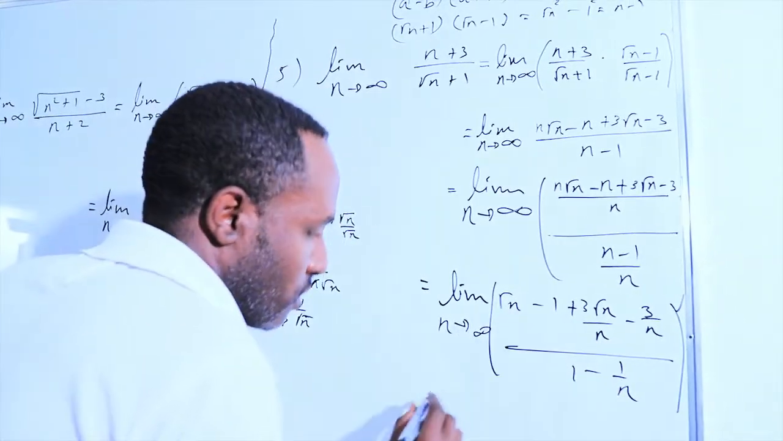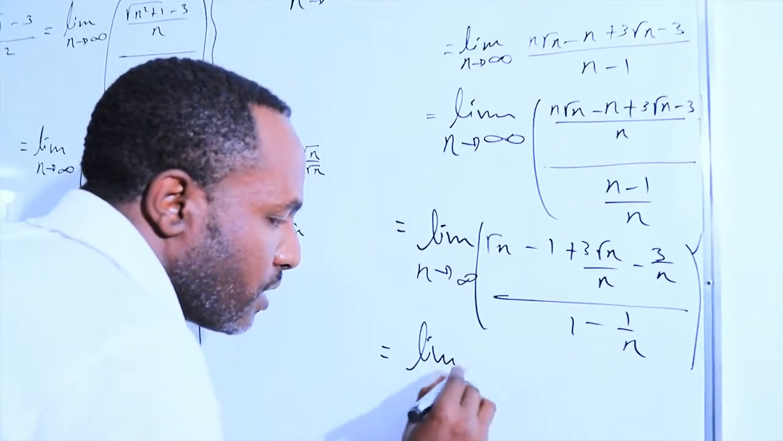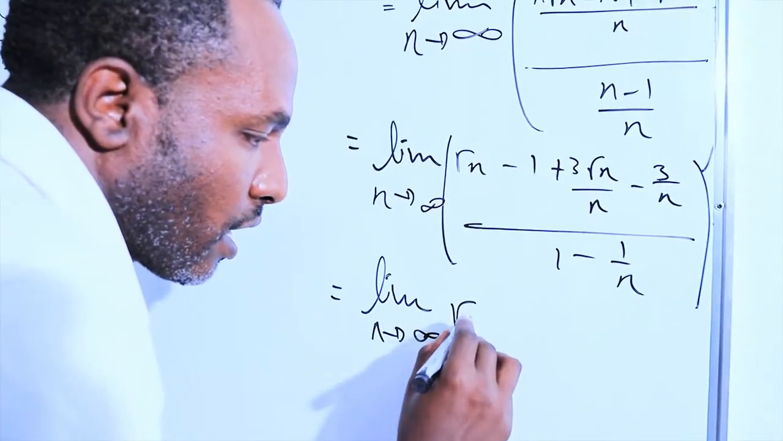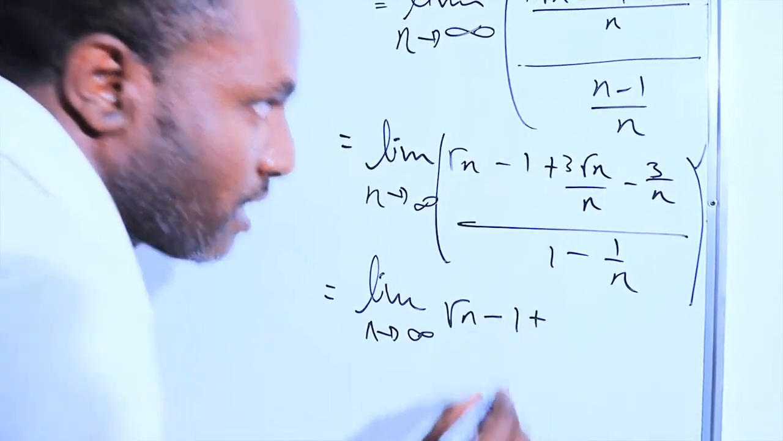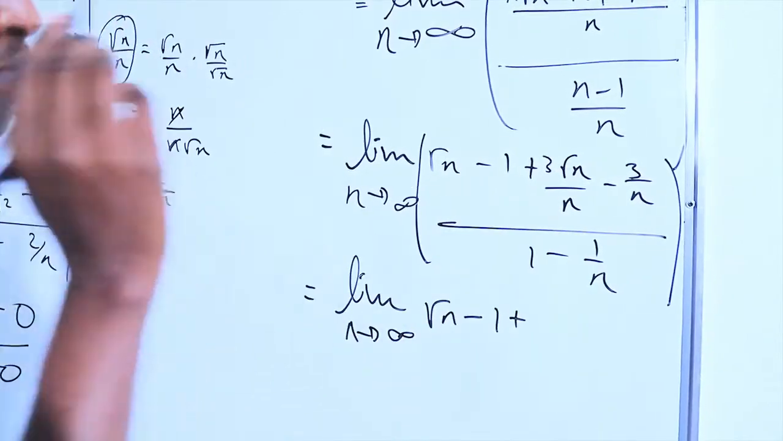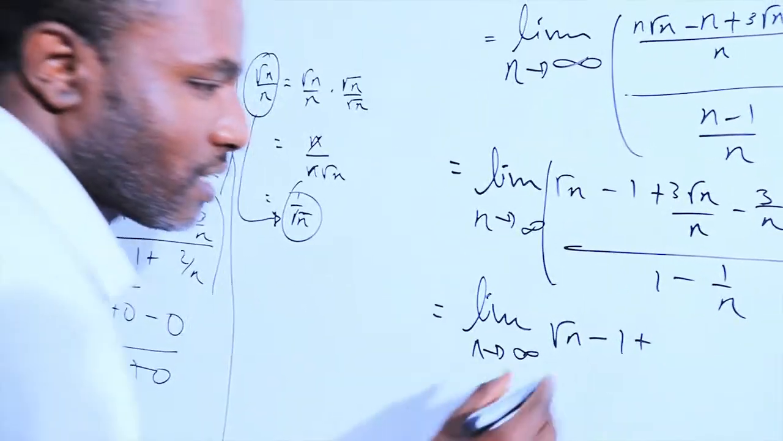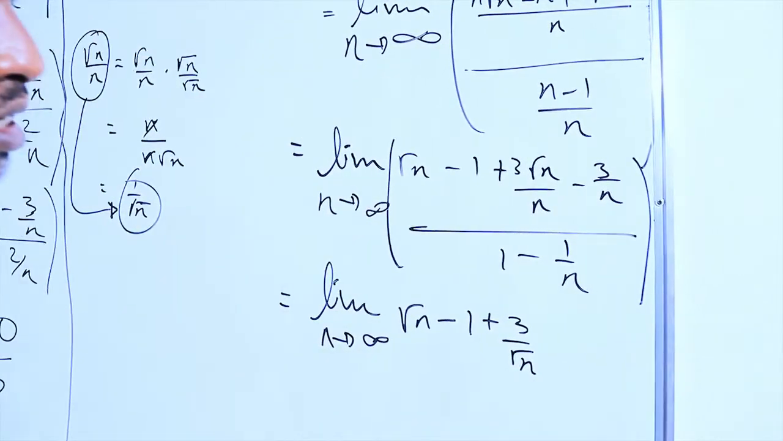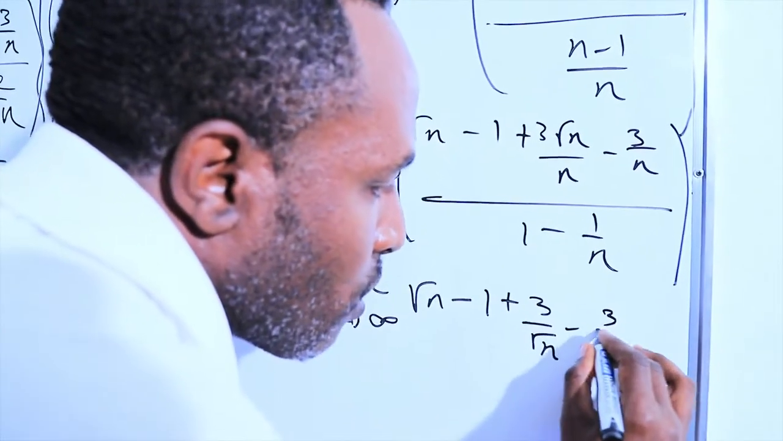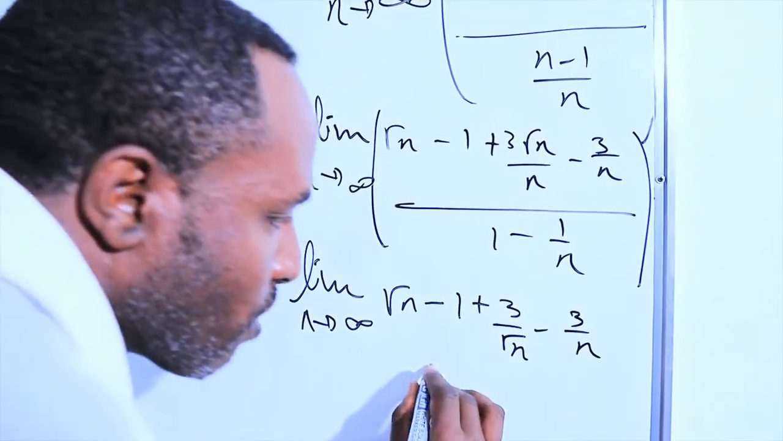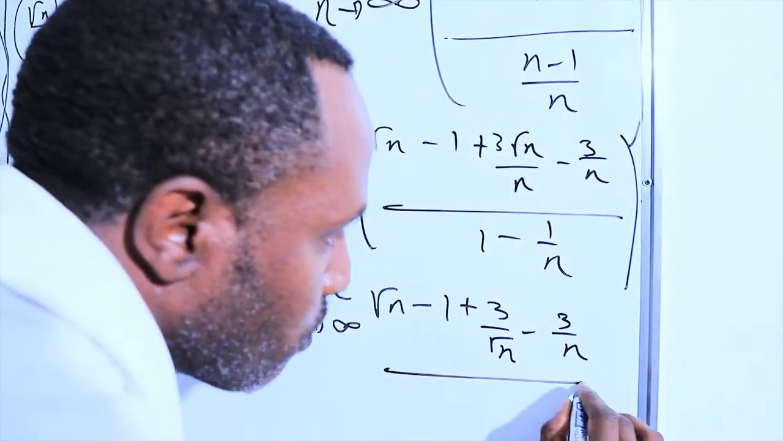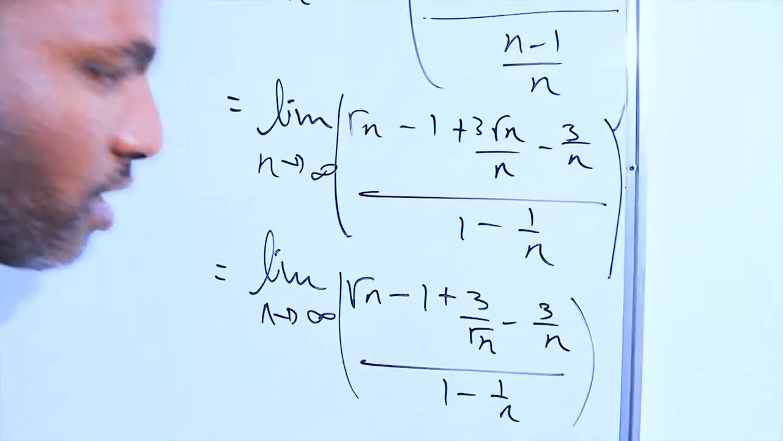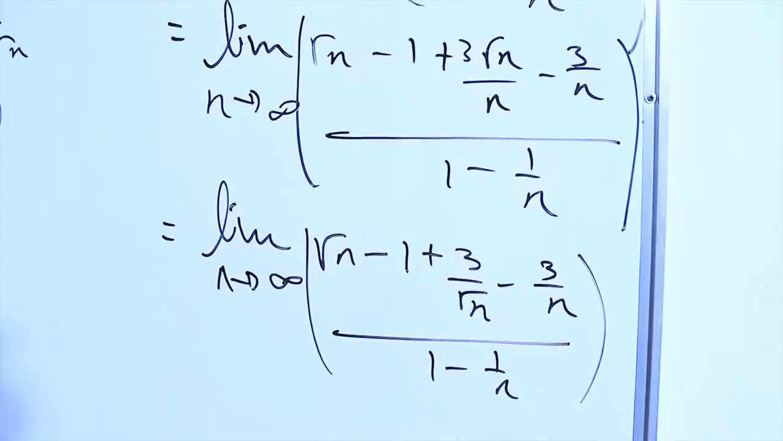Therefore, from this part, it equals the limit as n tends to infinity of radical n minus 1 plus 3 radical n over n, which means 3 times 1 over radical n, or 3 over radical n, minus 3 over n, over 1 minus 1 over n, the whole system as n tends to infinity.